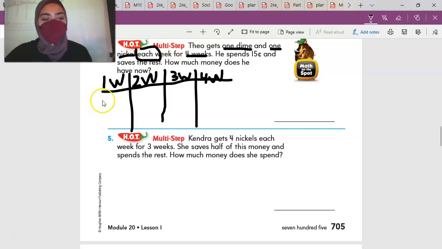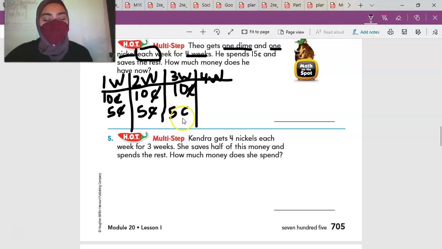So he gets 1 dime and 1 nickel. So how much is a dime worth? 10 cents. And how much is a nickel worth? 5 cents. So I'm going to draw 10 cents and a 5 cent in each week. It's important to draw this chart. You're probably like, man, this is too easy for me to draw a chart. But I promise they're going to start making it more confusing. It's important that you develop these good habits so when it does get harder, it's still easy to you because you know how to do the strategies to break the information apart.